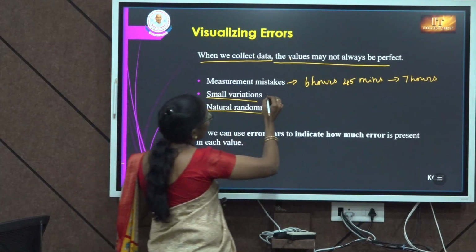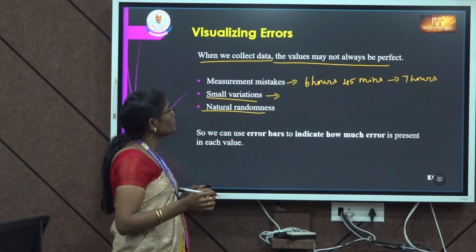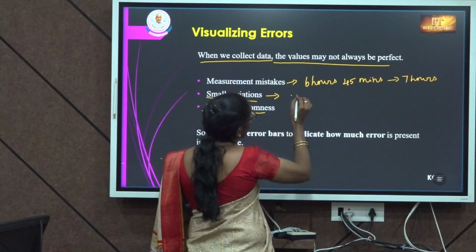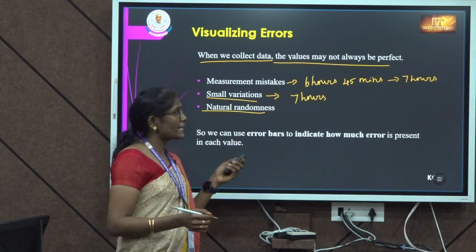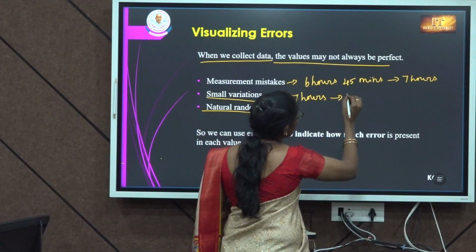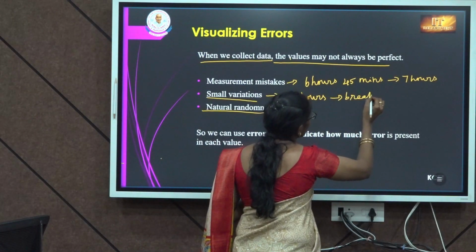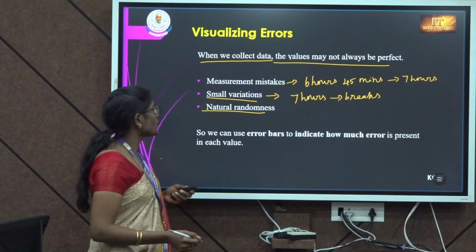Next one is small variation. Assume a student studied for 7 hours. There may be a chance of breaks during these hours. This is called small variation.